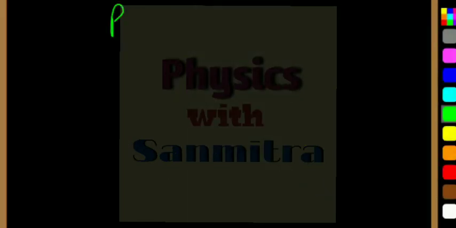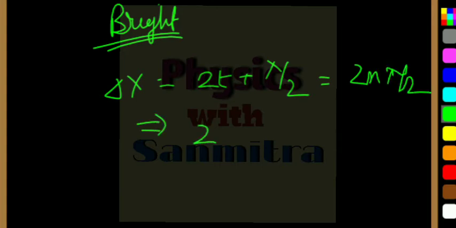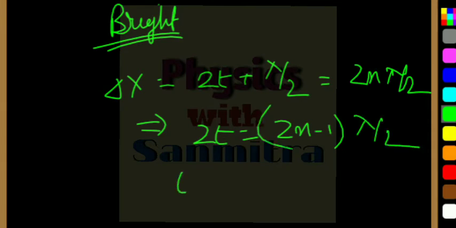Now for bright fringe, what is happening? For bright fringe, delta x is equal to 2t plus lambda by 2, that is 2n lambda by 2. So 2t will be (2n minus 1) lambda by 2. So t will be (2n minus 1) lambda by 4. So this is the condition for bright fringe.